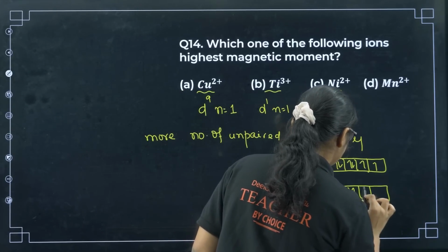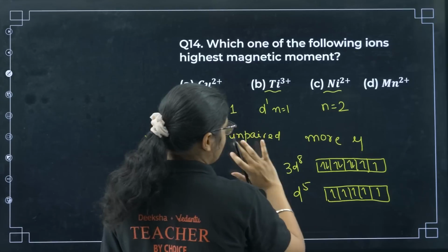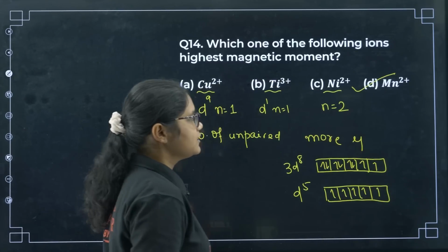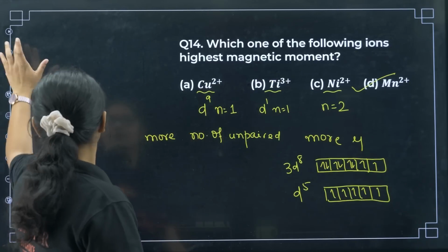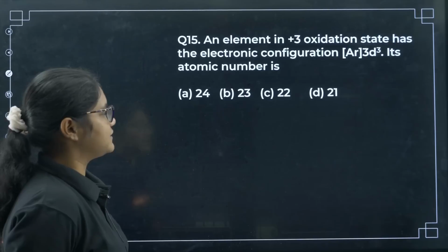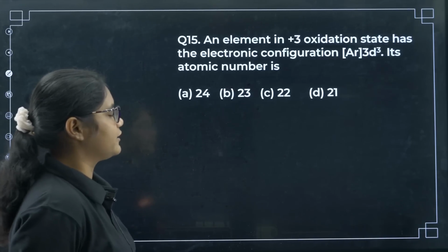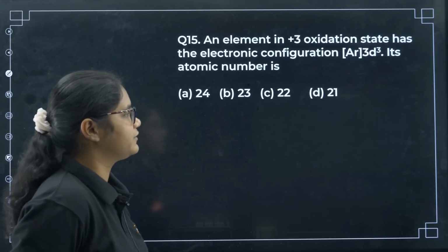d5. So I have 5 unpaired electrons, so magnetic moment will be 5. So correct answer is option number D here. Next, an element in +3 oxidation state has the electronic configuration Ar 3d3. Its atomic number is, okay.